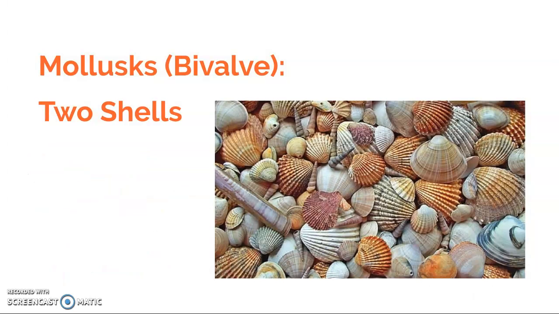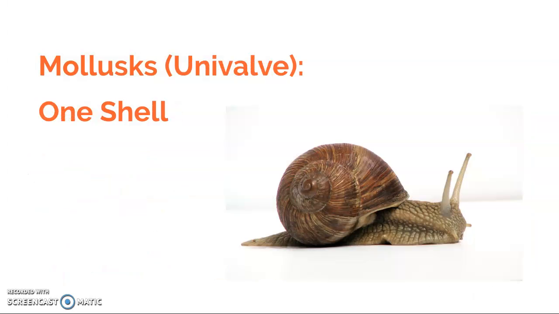Other mollusks are univalve. That means they only have 1 shell. A snail, for example, is a univalve. Univalves take their shells with them when they move. Some of these even have no shell, and they leave a slimy path behind, as you've probably seen. You've probably seen a slug, which is a mollusk that has no shell.